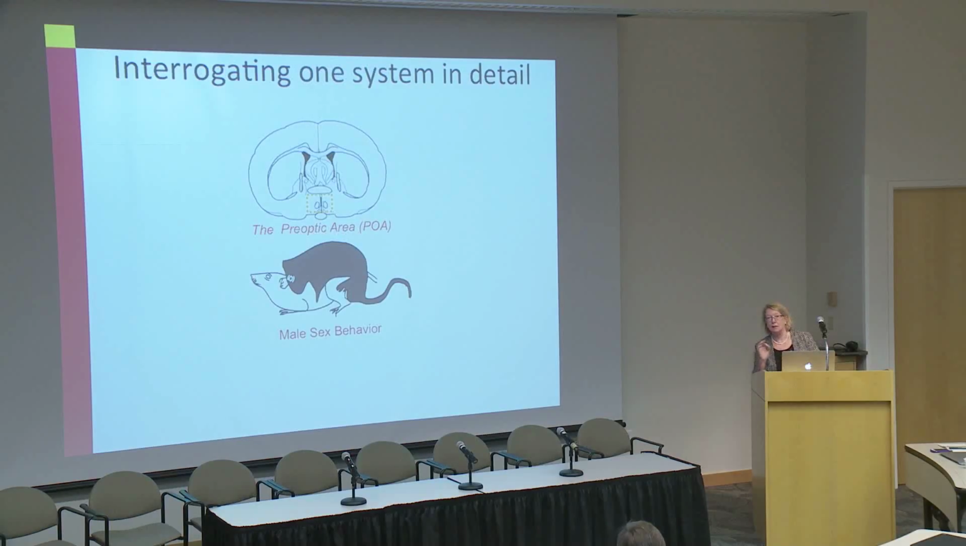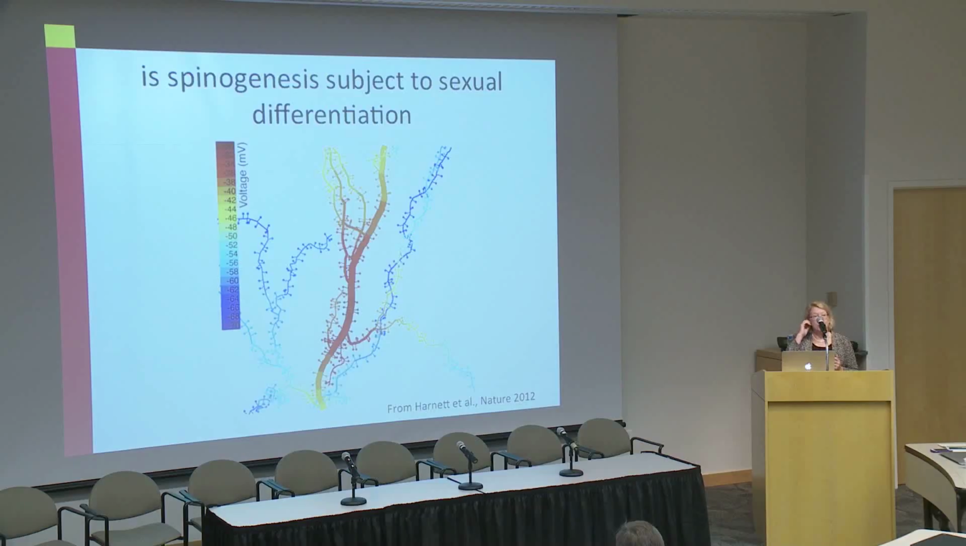So it is an essential area. So it's a great model system to look at the mechanisms by which sex differences are established. And what we've been doing in my lab is looking very specifically at spinogenesis, the formation of dendritic spines, which you all know is the place of formation of excitatory synapses.